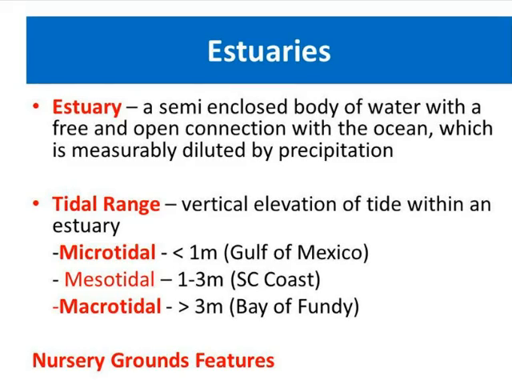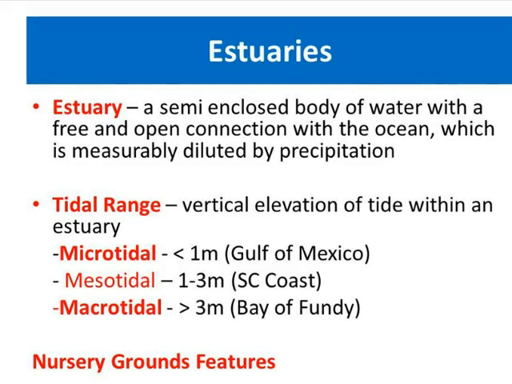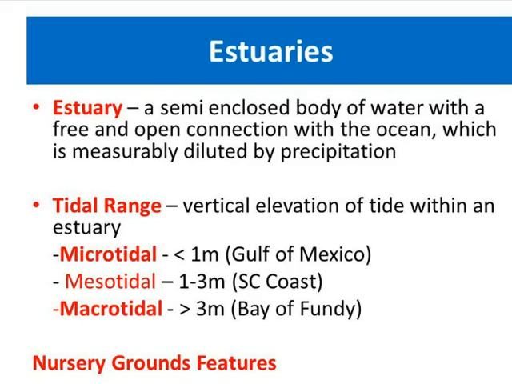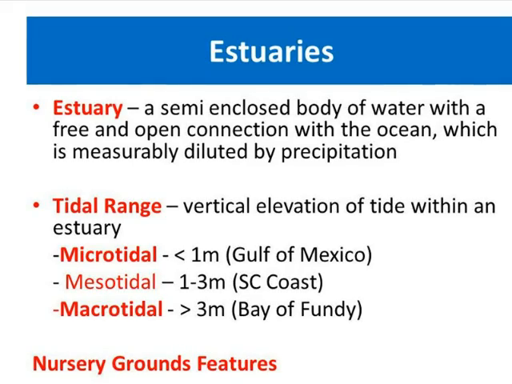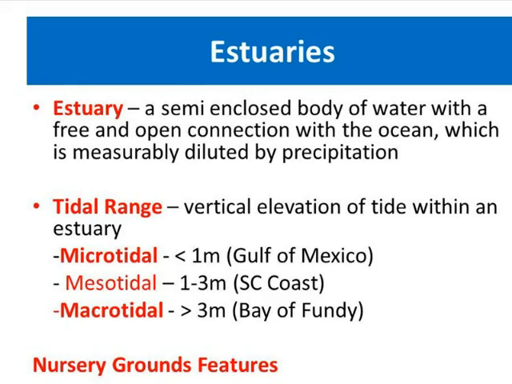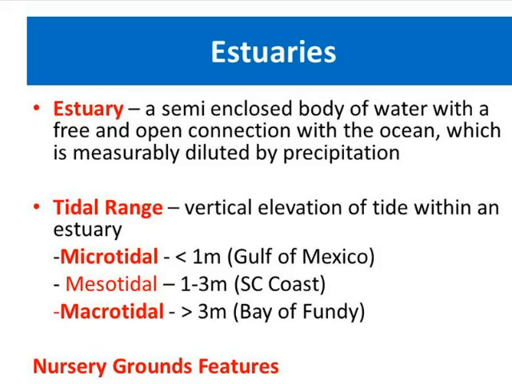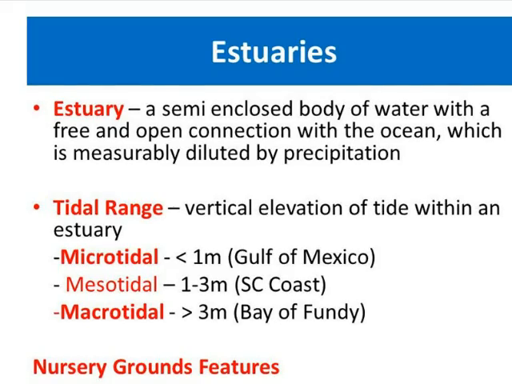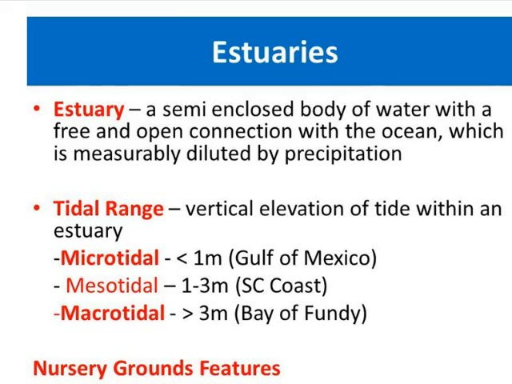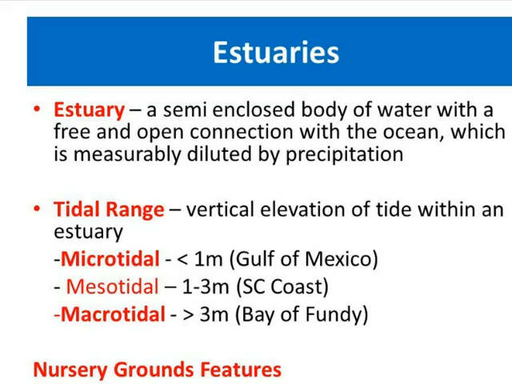Now, we oftentimes define estuarine areas by their tidal range, their vertical elevation, that is the vertical range from low tide to high tide. Now, if I go to the Gulf of Mexico and stand out on the beach, at high tide, the water will only be 18 inches to a foot above the level at low tide. In fact, it's less than a meter in vertical range.